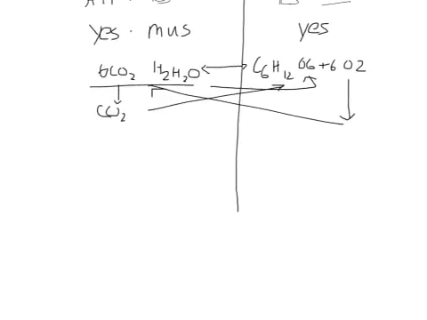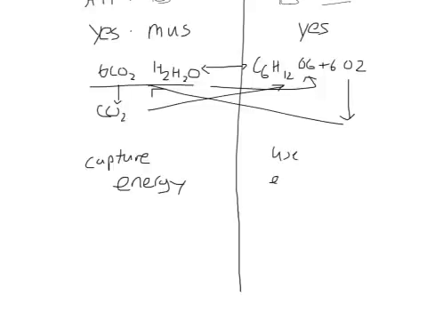Now, let's go on to the next part. Let's extend this a little bit. What's the main function of each one? The main function of photosynthesis is to produce food and capture energy. Capture energy. The main purpose of respiration is simply to break down food and release energy to use throughout the body functions. Use energy.